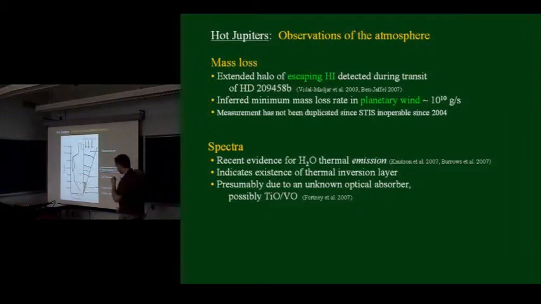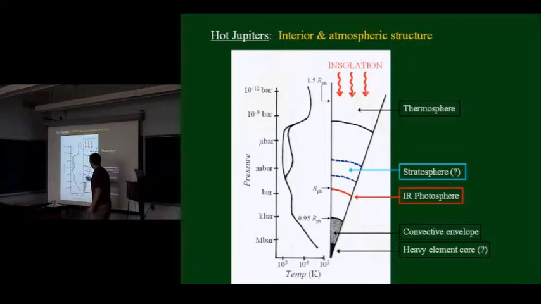So here's a quick cartoon of the profile of a hot Jupiter. There's altitude versus temperature. It may have a heavy element core. 95% of the mass is in this convective envelope. And here at this nominal photospheric level is the atmosphere. So there's the infrared photosphere, the photosphere to the outgoing infrared flux, here at about a bar, then at about 10 to the minus 9 bars is where the thermosphere picks up.